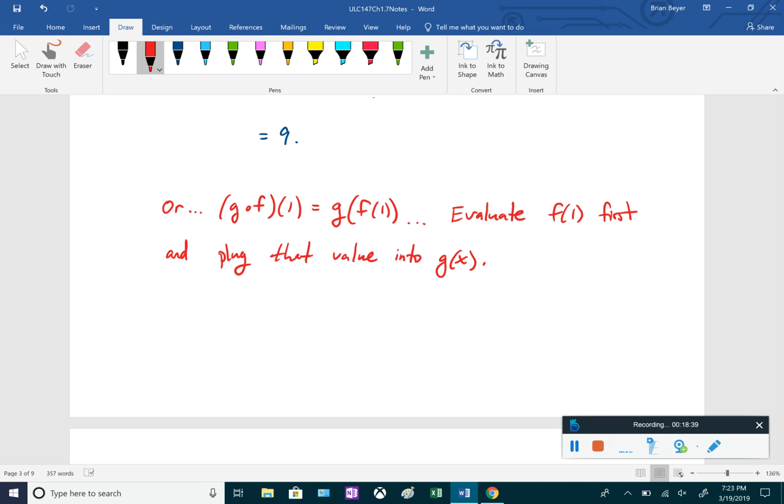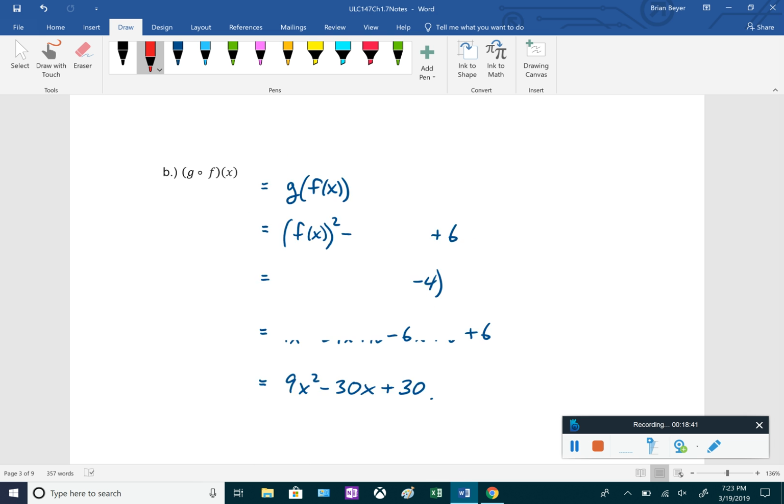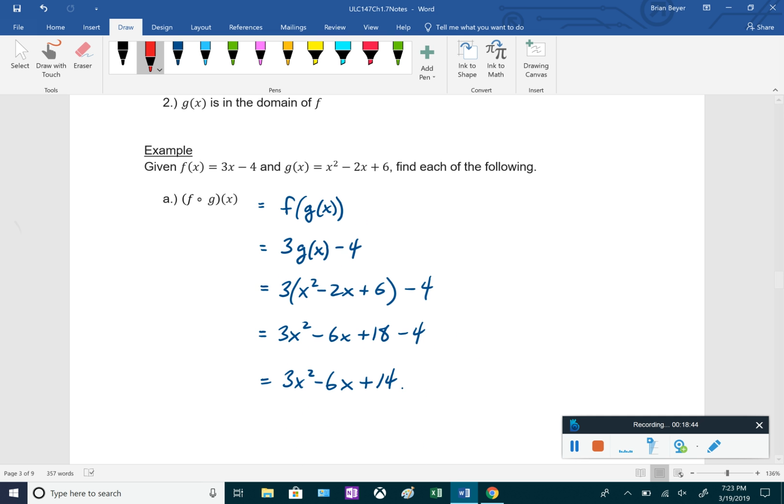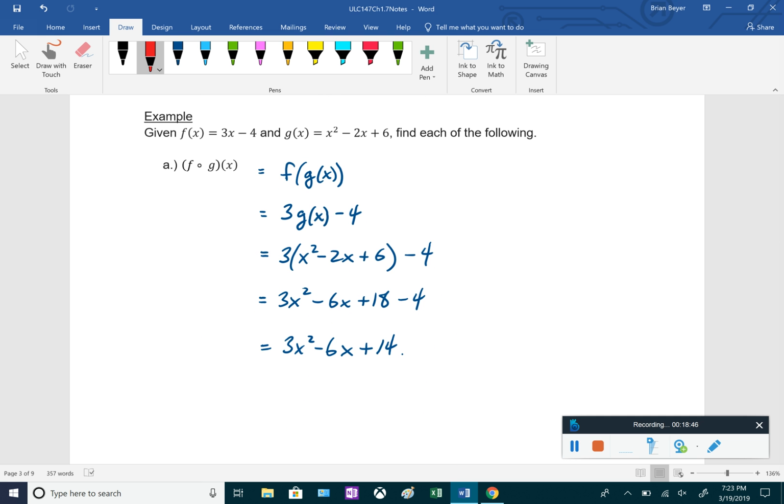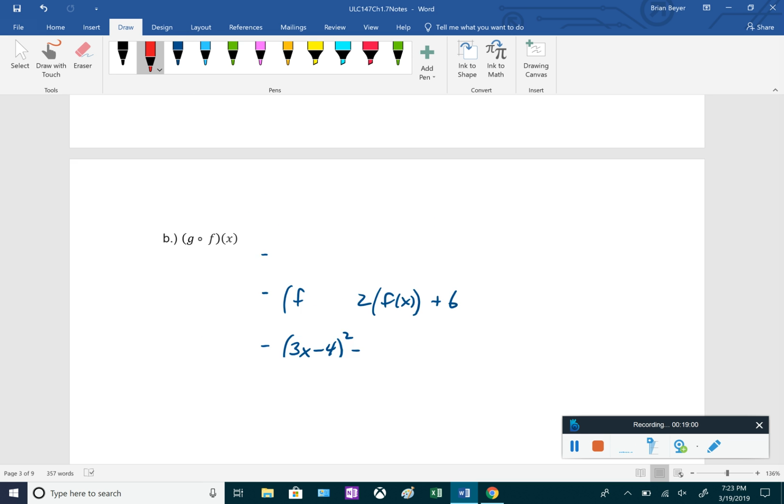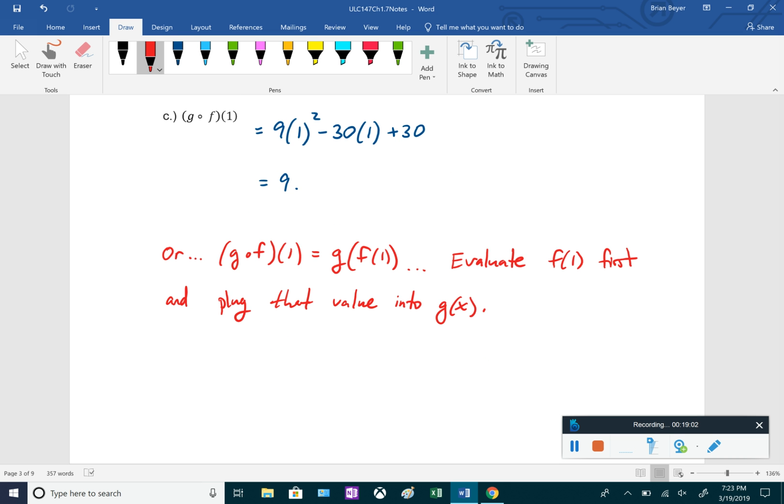So f of 1, what was f of x here? I'll just do this one out loud. f of x is 3x minus 4. So f of 1 would be 3 times 1 minus 4. So 3 minus 4 is negative 1. So we would plug negative 1 into g of x. So g of negative 1 would end up giving us 9, which is the same thing that we got over here.